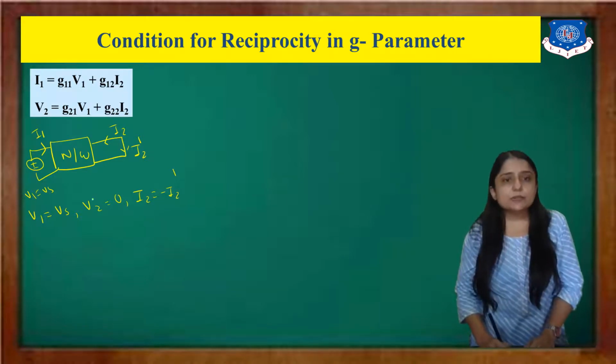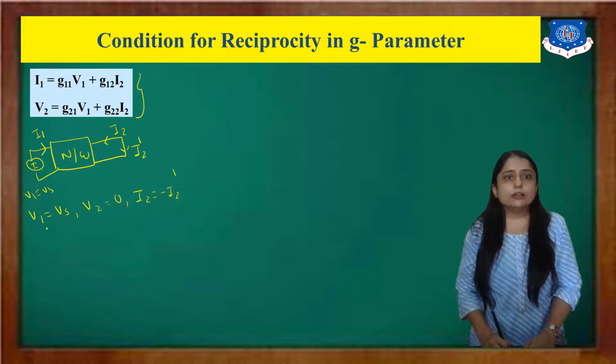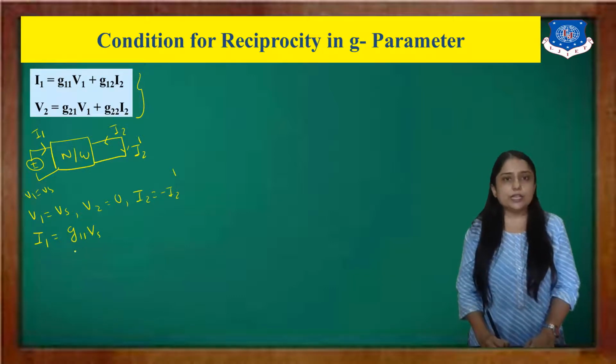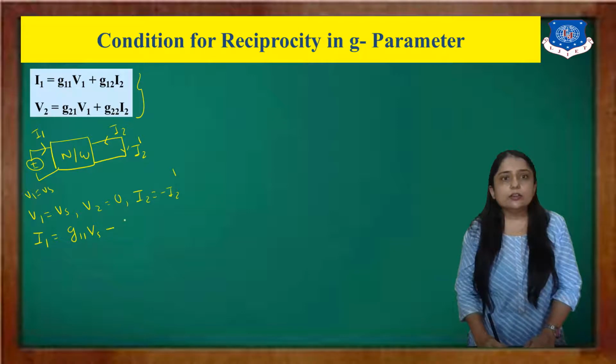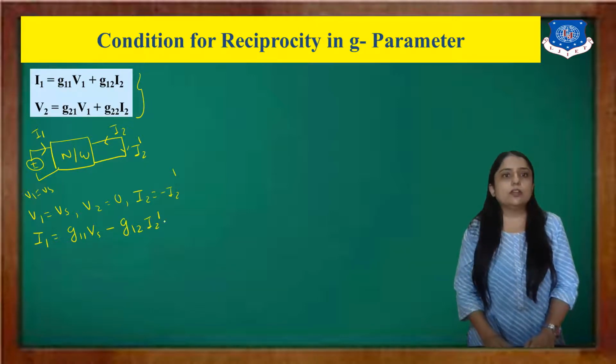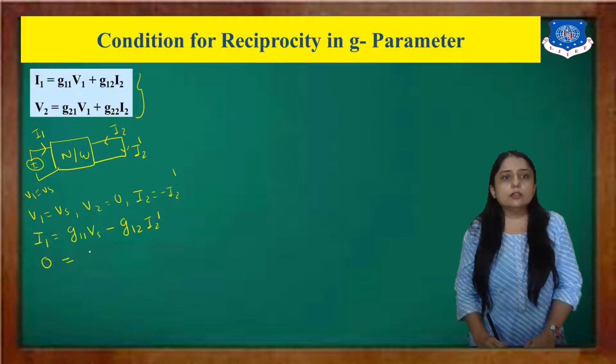Alright, so let's substitute all these values in these two equations. So what do I get? First of all I1 as it is, then G11 and instead of V1 we can put Vs, and then here G12 into I2 dash. Now let's use the second equation. In place of V2 we can substitute 0. Here that is G21 into Vs. Here we can substitute G22 into I2 dash.